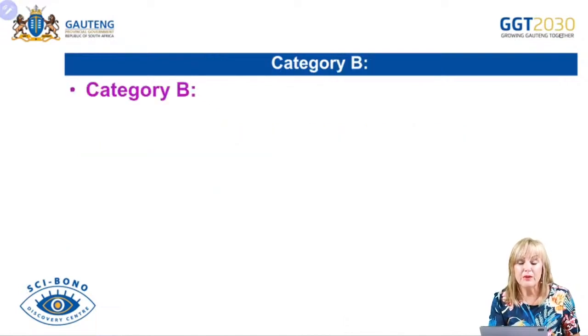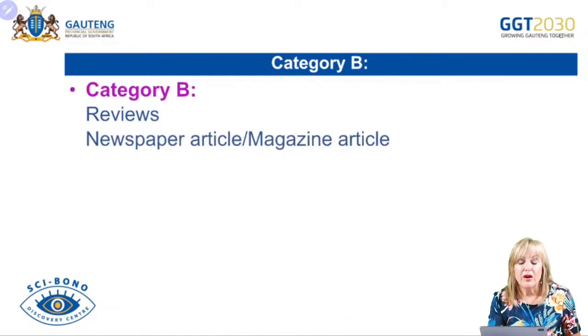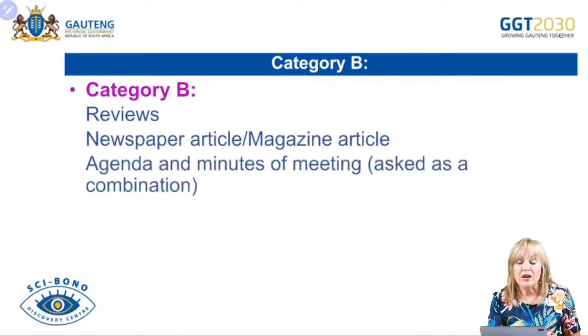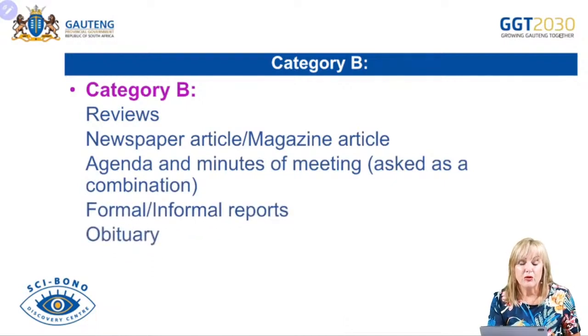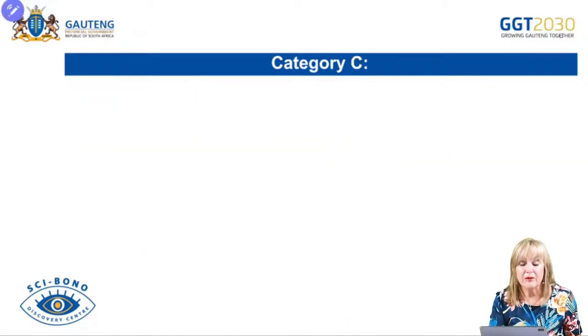In category B, you can either write a review, you can write a newspaper article or magazine article, agenda and minutes of a meeting that's asked as a combination, formal or informal reports, and an obituary. And I know you love doing the obituary, but make sure that you use the correct format when you write the obituary. Your teachers will assist you with that during the year.